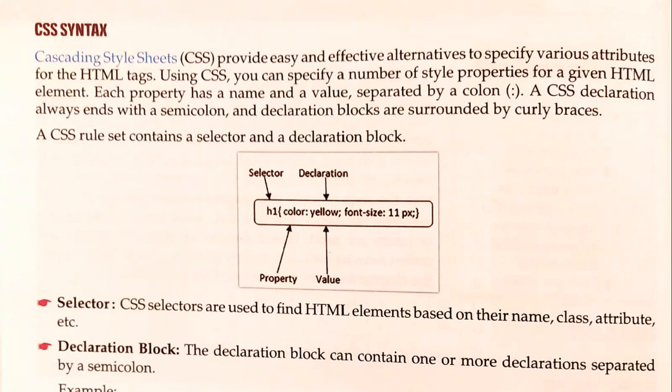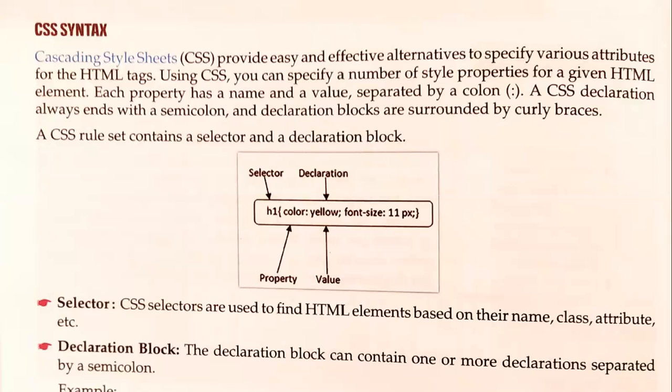Okay. So supposing I am giving a heading in which I am writing Layal Public School, then it will have a name and it will have a value also, my dear students. So this name and this value I will use for my HTML tag, for my CSS tag. And if you want to separate them, then you have to use the colon sign. The colon sign is nothing but the two vertical dots. A CSS declaration always ends with a semicolon, and declaration blocks are surrounded by curly braces.